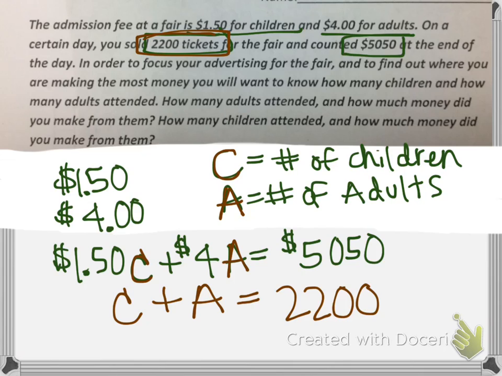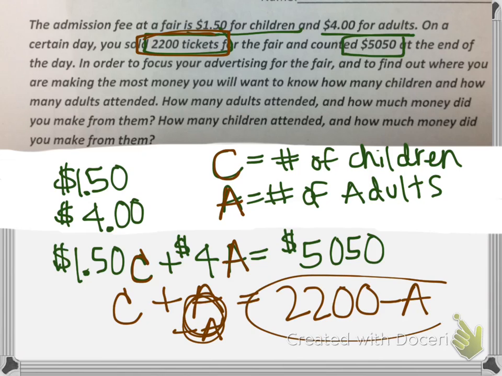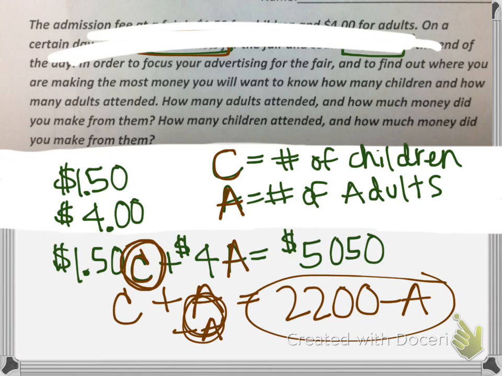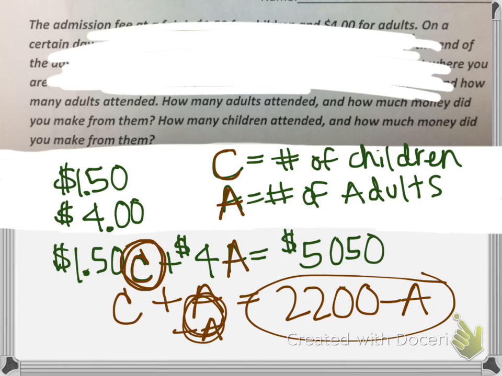It looks like probably the easiest way to solve this would be to use substitution. So if we use substitution, I'd subtract A from both sides, and I would get C is equal to 2,200 minus A. So then from there, I'd be plugging that in for C, and I need some more room, so I'm going to just white this out up here so I can write up there.